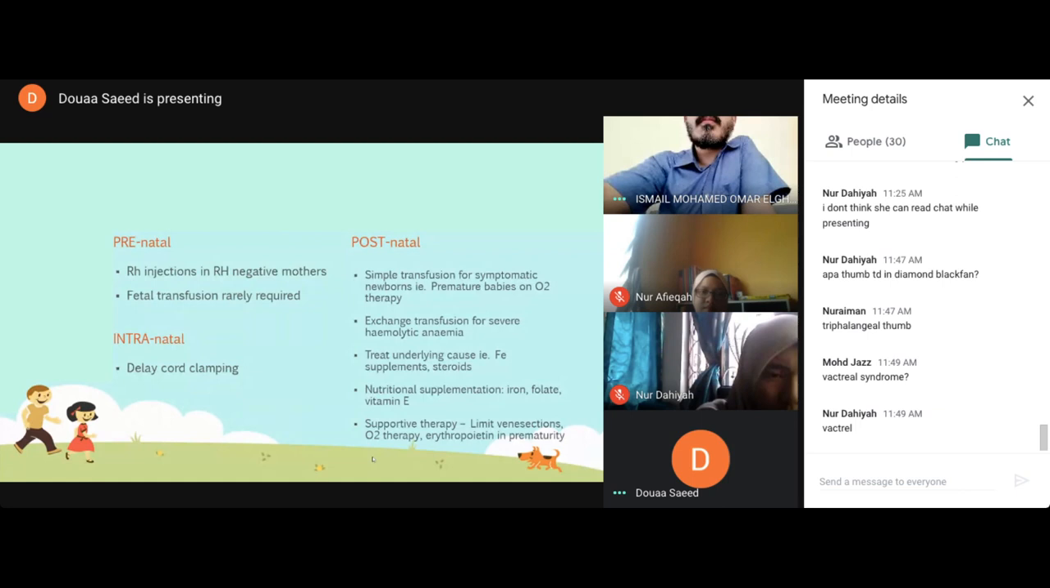Sorry, I would like to ask, I'm not sure whether it was mentioned previously or not, but what's the definition of early or late delayed clamping, like the timing? Is it like 1 minute or?